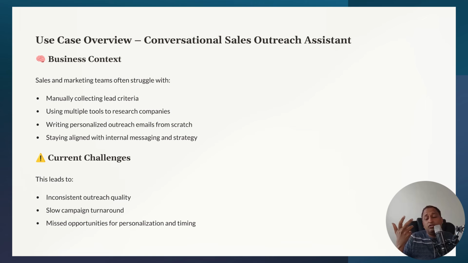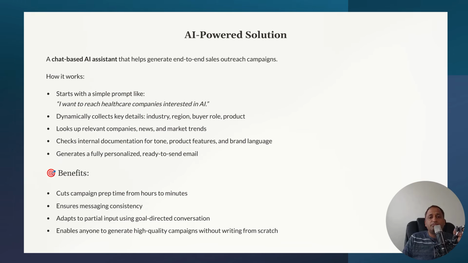With this context, some of the challenges are that the outreach quality is very inconsistent, and then you will have a slow campaign turnaround, and sometimes because of this we might miss some of the opportunities with some customers. So with this context in mind, what we are going to build is our multi-agent system. So we are going to build a chat based AI assistant that helps to generate end-to-end sales outreach campaigns.